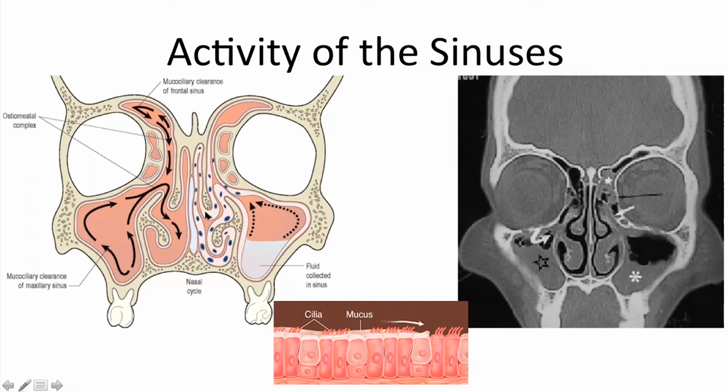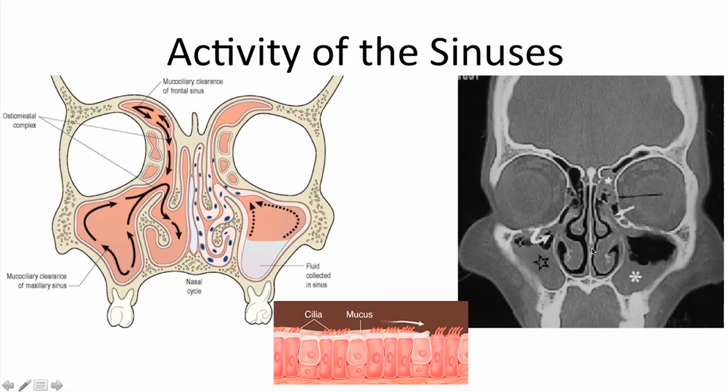So if there's swelling, if there's infection, if there's allergy, if there's inflammation, these areas get clogged up or obstructed. And now, again, you can't move things out like would happen if everything's normal and healthy. Things get stuck, they get blocked, and that's where we start to run into problems with either sinus infections or inflammation that causes chronic sinusitis.